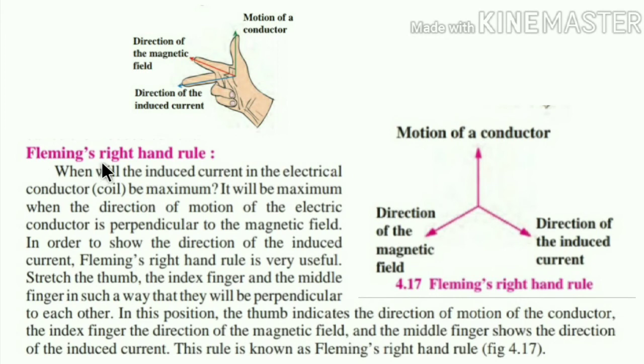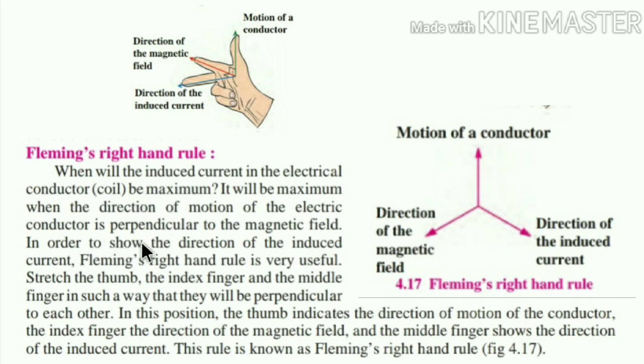Next point, Fleming's right hand rule. When is the induced current in the electrical conductor, that is in the coil, maximum? It is maximum when the direction of motion of the electric conductor is perpendicular to the magnetic field. So this is the motion of the conductor, and it is perpendicular to the direction of the magnetic field. Then the induced current in the electrical conductor will be maximum.